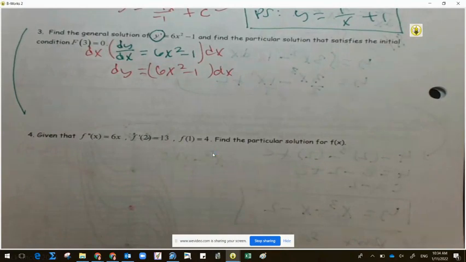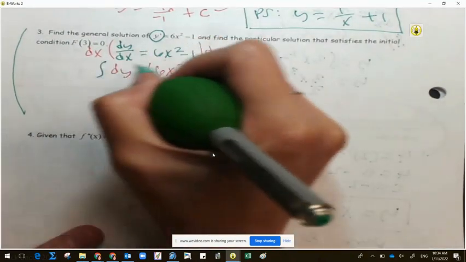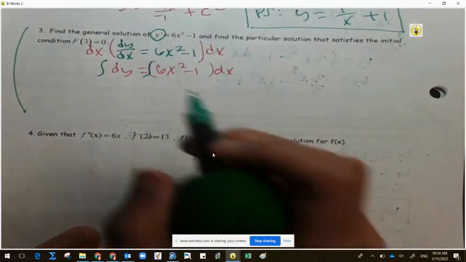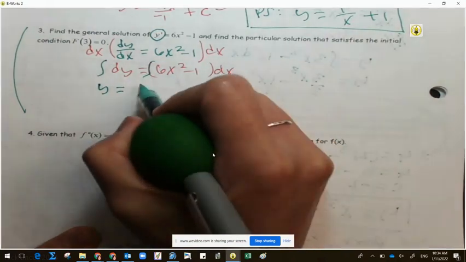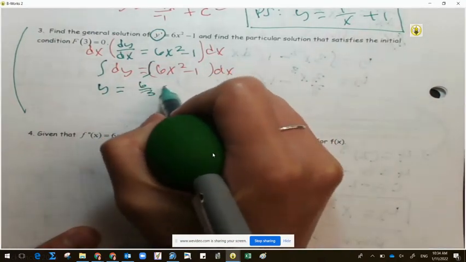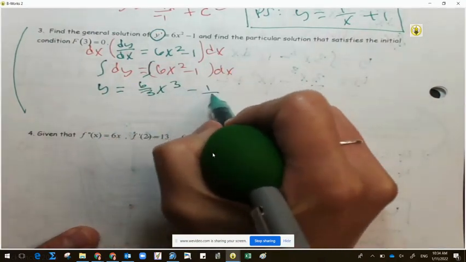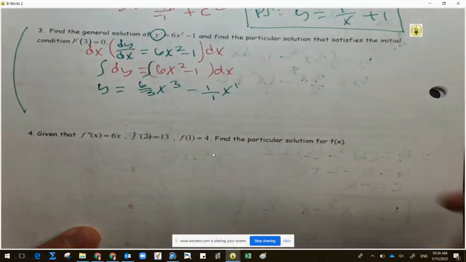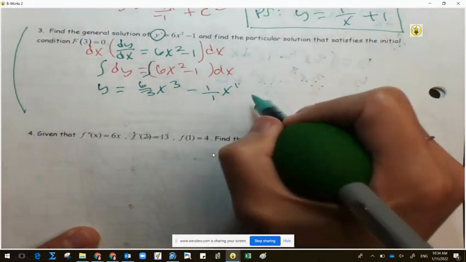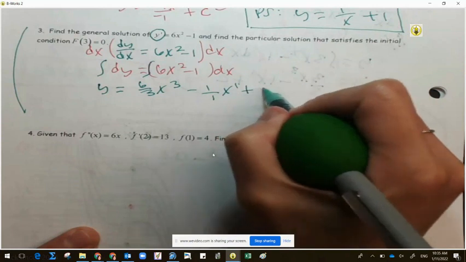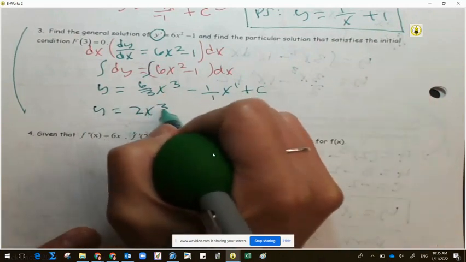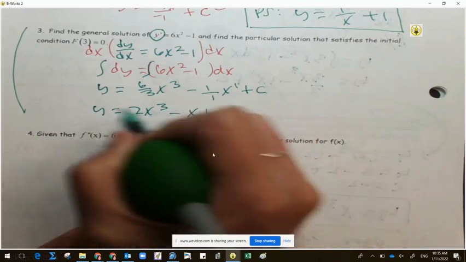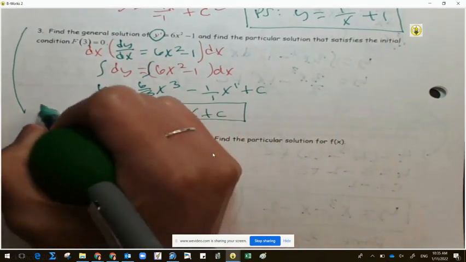Did y'all move the dx on both sides? And then integrate? So we got 6 over 3 x cubed minus 1 over 1 x to the 1. And what do we not forget to write at the end? Plus c. And when I simplify further, we get 2x cubed minus x plus c. And that is our general solution.